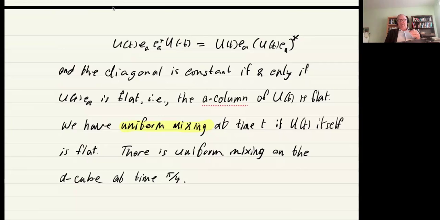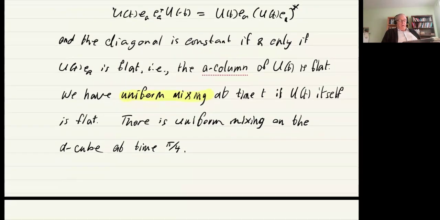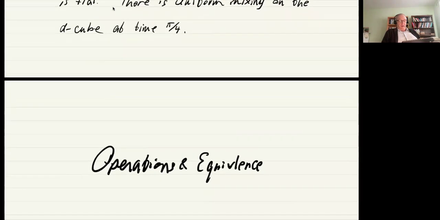One way to handle the condition that you flatten no matter which vertex you start at is that you get it for free if the graph is vertex transitive. So for the d cube, to prove that I get uniform mixing in the sense I just defined, I just have to show that for one vertex, I'll get uniform mixing at time t. So this is basically giving you some idea about where flat unitaries turn up.